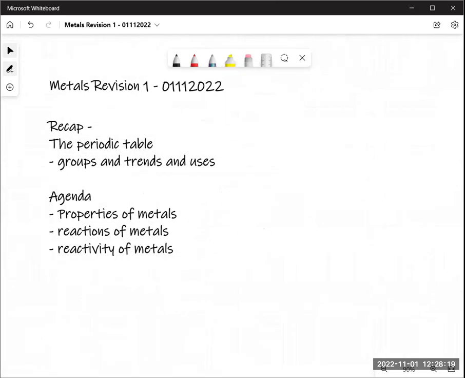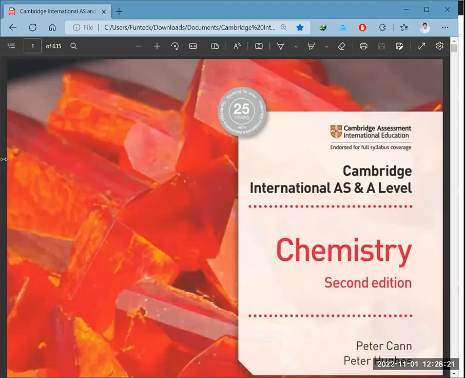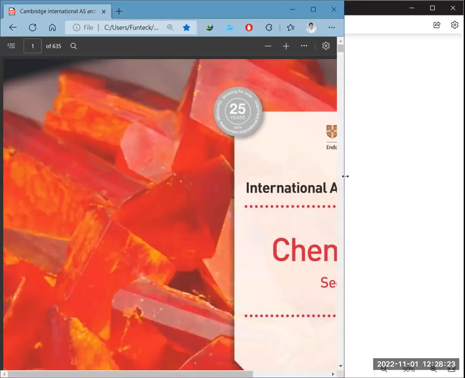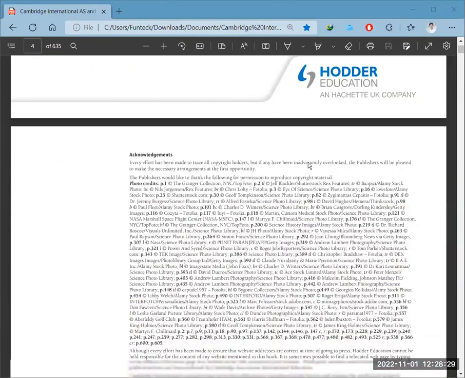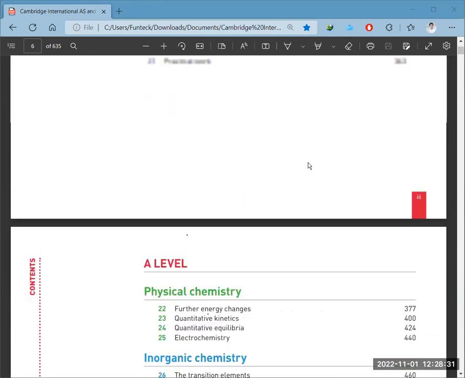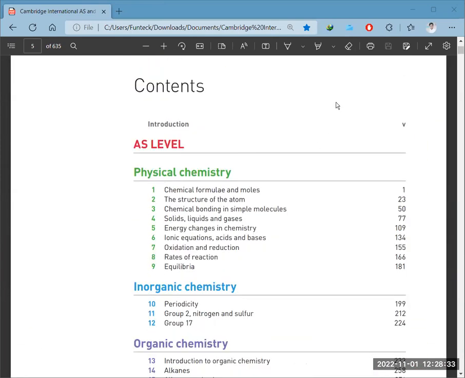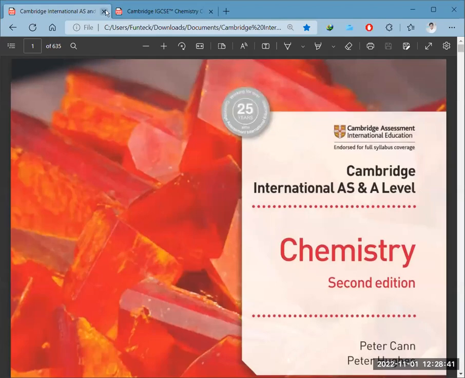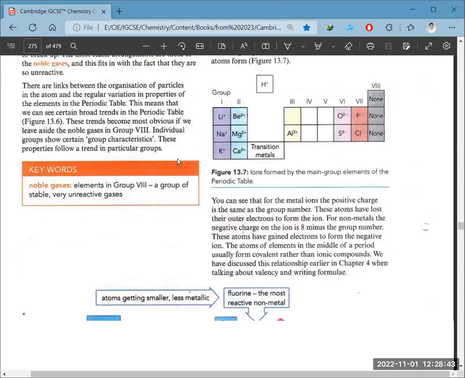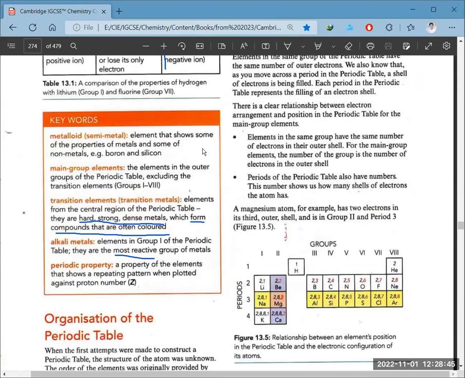Now, can you see the book on the screen? Yes, sir. But I don't think this is your book. Yeah, that's A levels, right? This is the A level book. Forget that. Now, can you see this? This is your book. Yes.